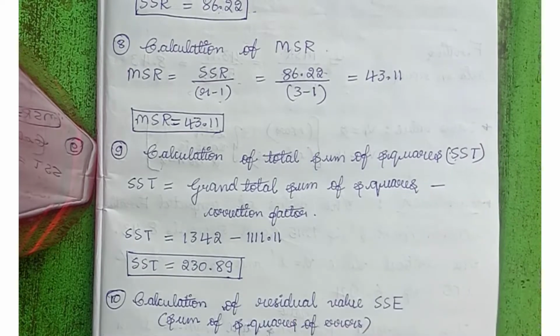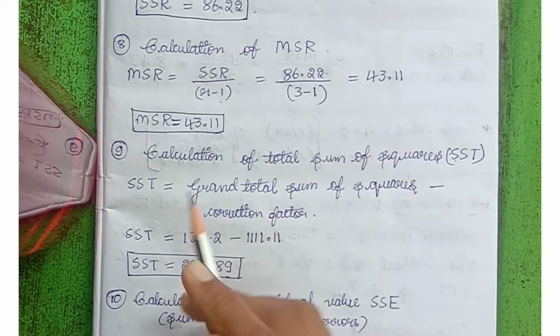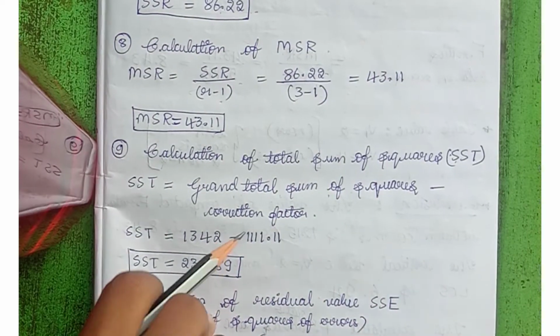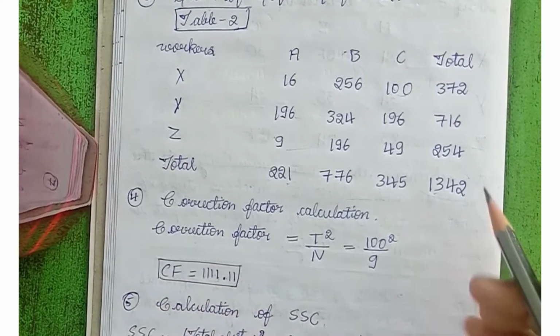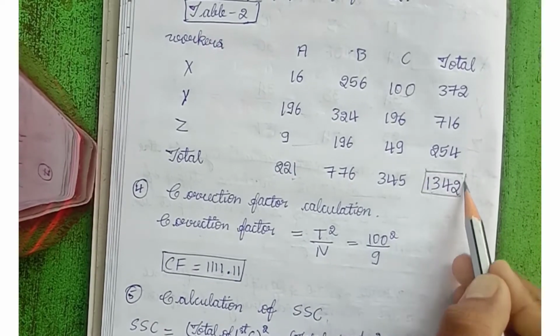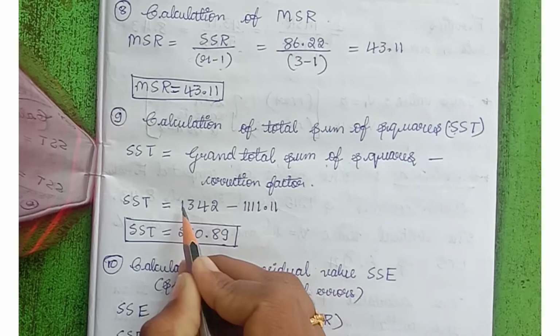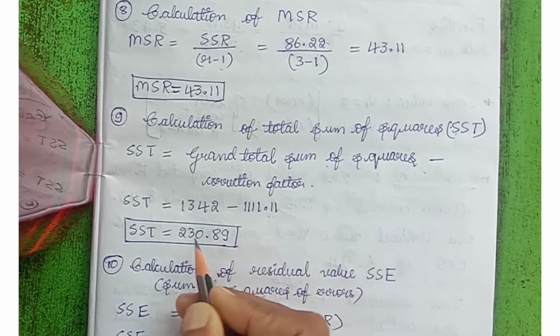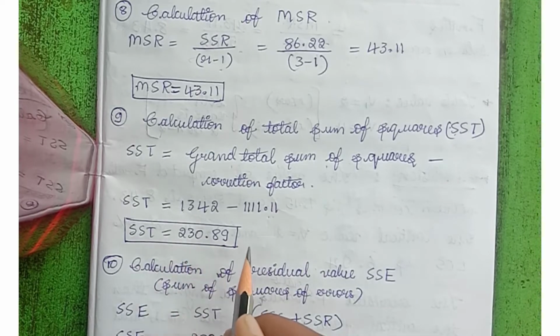Next, the 9th step is the calculation of the total sum of squares, that is SST. This is very important. We take the grand total of the sum of squares from table 2. In table 2, we take the grand total, that is 1342, minus the correction factor. When we substitute this, we'll get SST as 230.89.